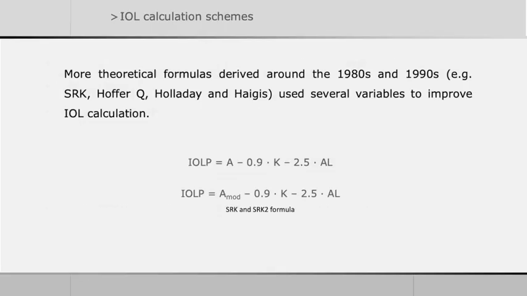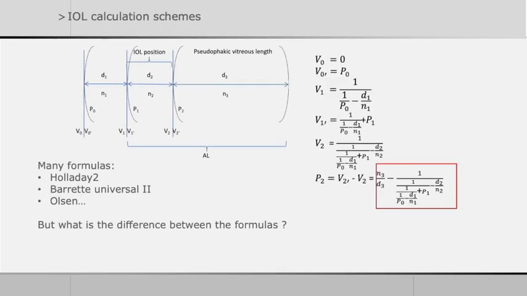More theoretical formulas were derived around the 1980s and 1990s. For example, SRK, Hoffer Q, Holladay, and Haigis used several variables to improve IOL calculation. More formulas are becoming available like Holladay 2, Haigis, Barrett Universal II, Olsen, and many more. The question is how these formulas differ from each other.